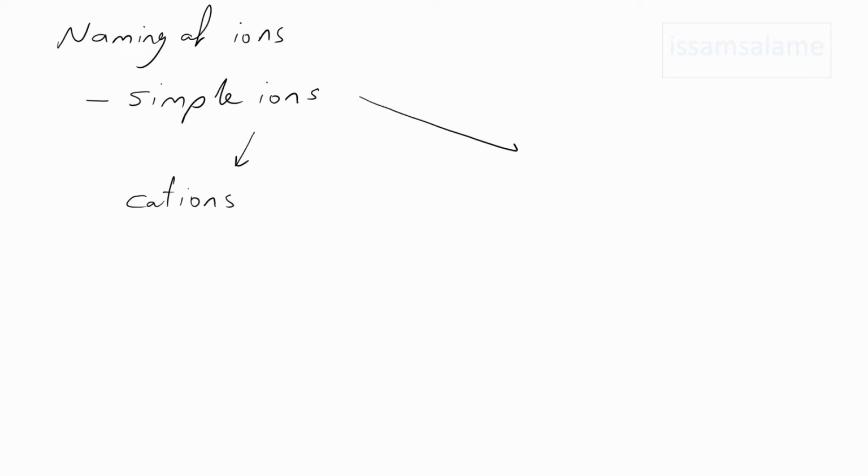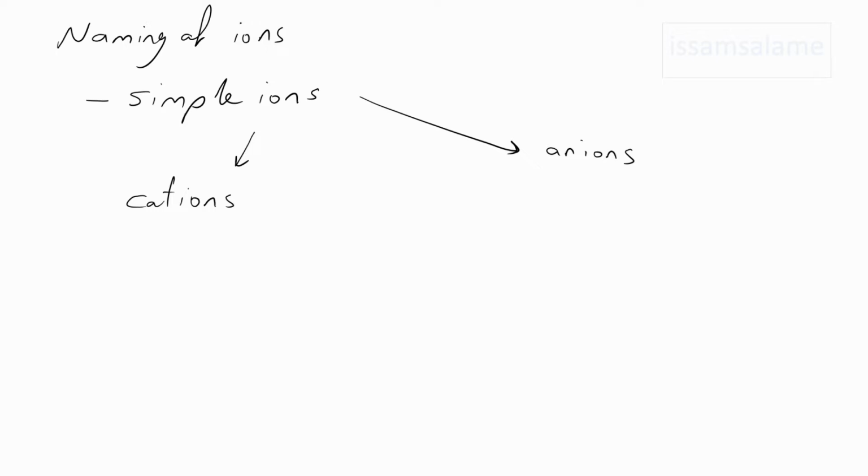To name ionic compounds, we should practice naming ions first. Ions are of two types. We have simple ions, which are cations and anions, and we have polyatomic ions. To watch our previous video for simple ions, I will keep a link for it in the description.